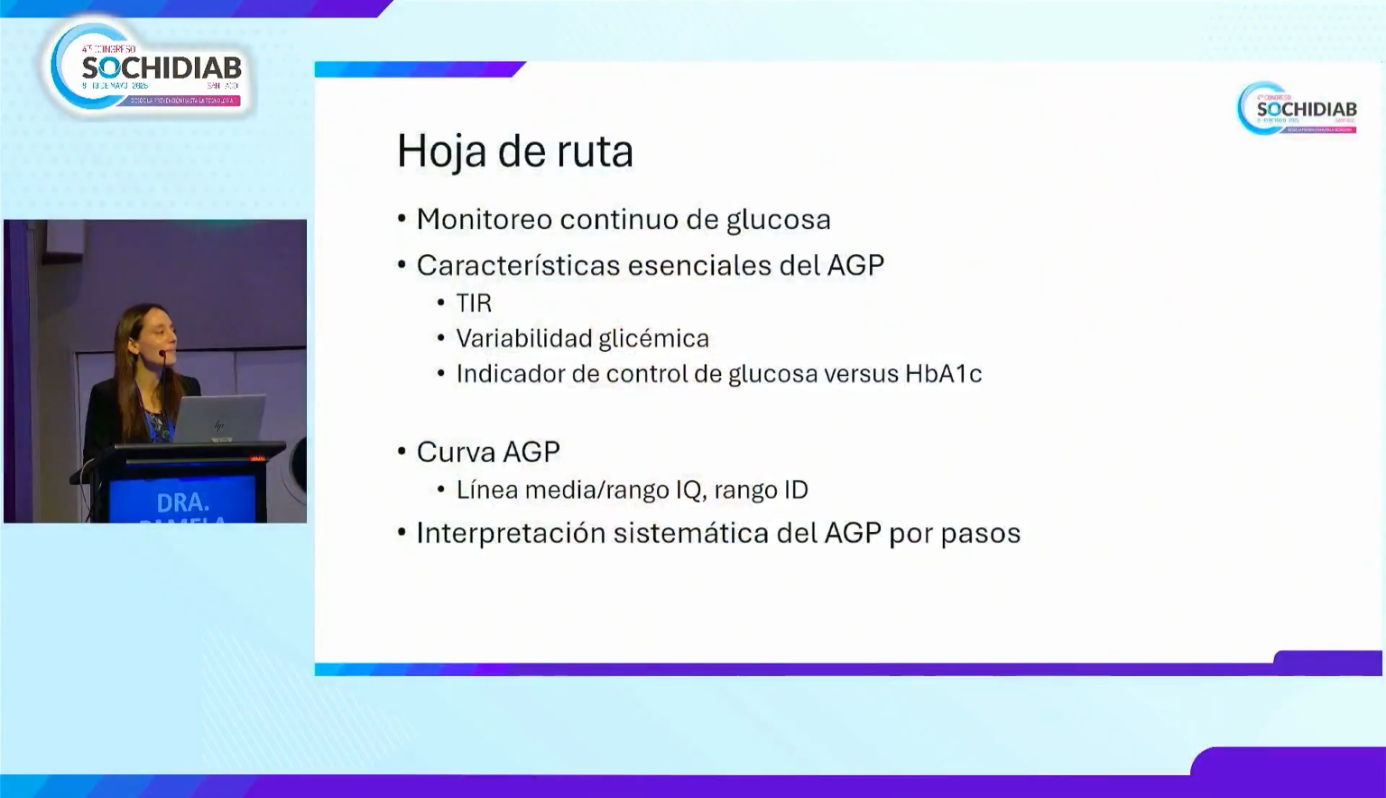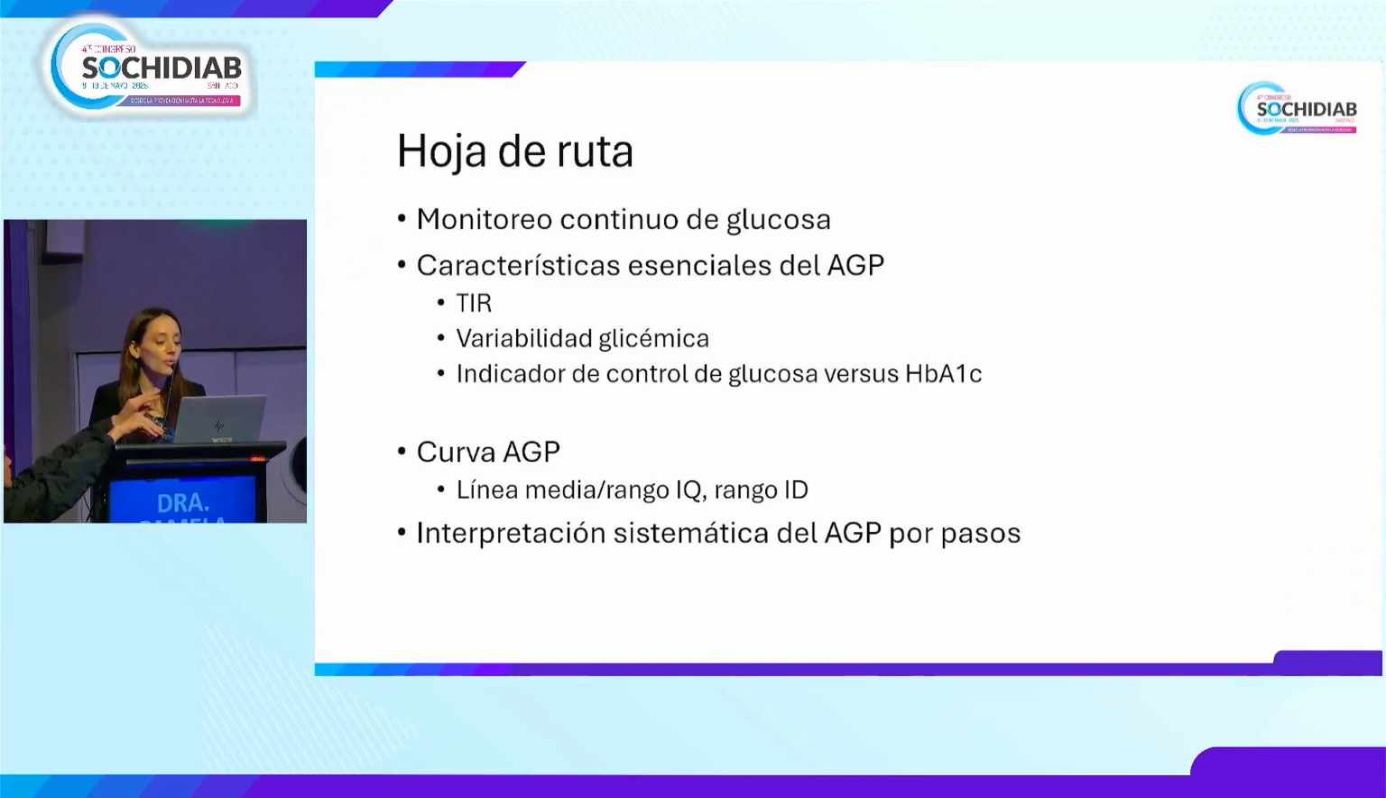Now, I will present using data correctly for monitoring. First, I will speak about continuous glucose monitoring. Hans spoke a lot about this, so it will be short, and then I will focus on the essential features of time in range, glycemic variability, and indicators of glucose control besides HbA1c.